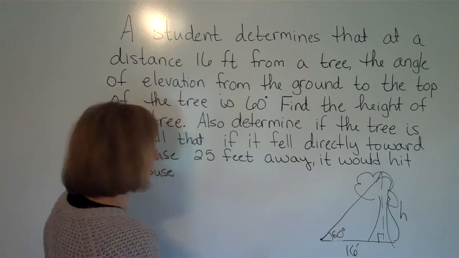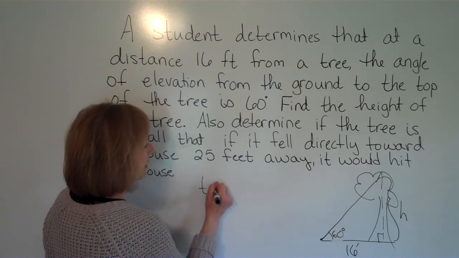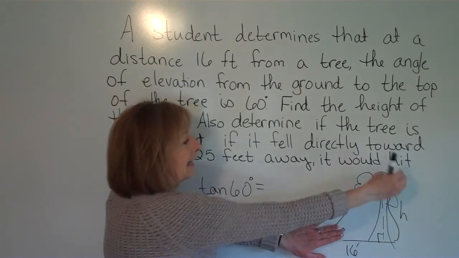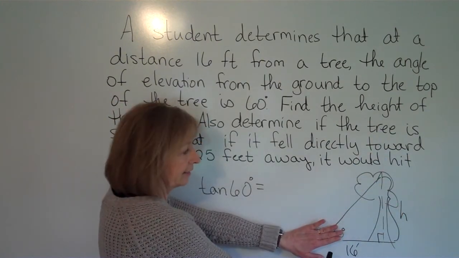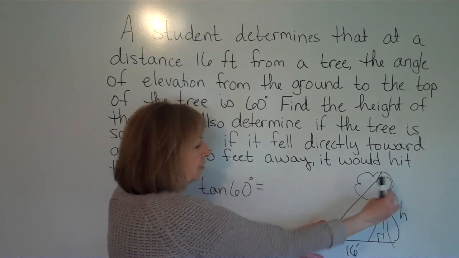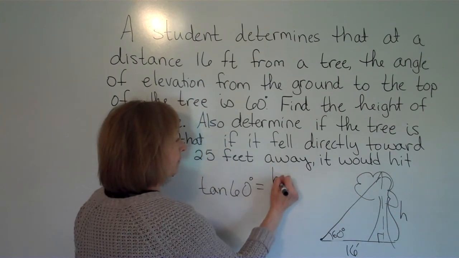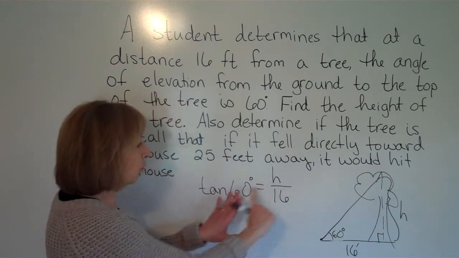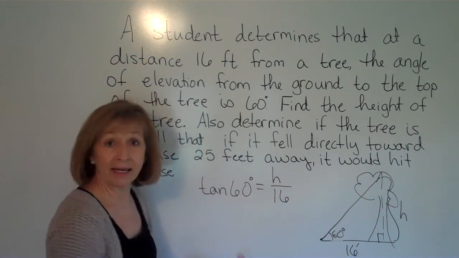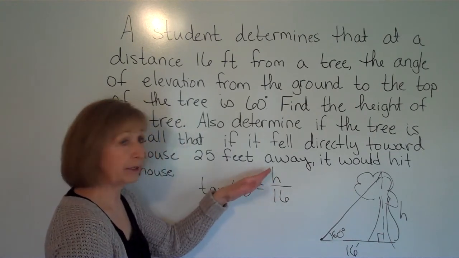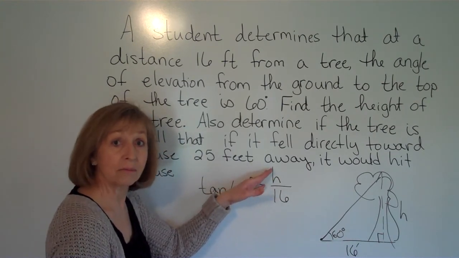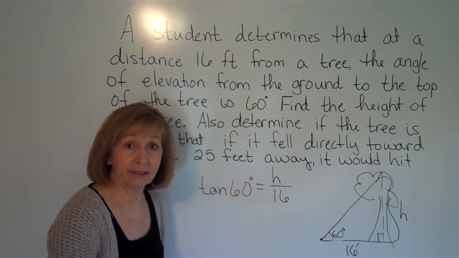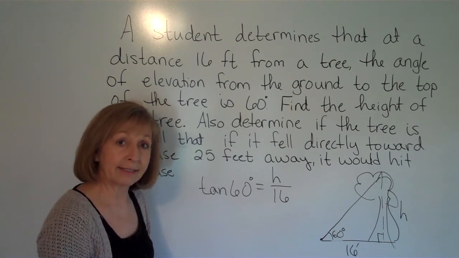Now we're going to set that up. So the tangent of that angle, 60 degrees, remember, is opposite over adjacent. So in our diagram we get h over 16. And we want to solve for h. Depending on the question, sometimes the variable you're trying to find is in the numerator, sometimes the number's in the numerator and the variable's in the denominator. Write out your equation, and then go through the equation solving process to get the answer.